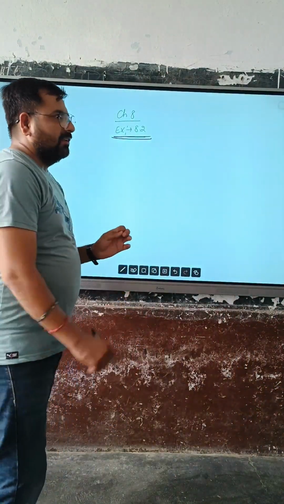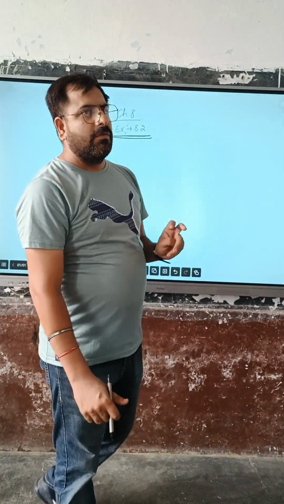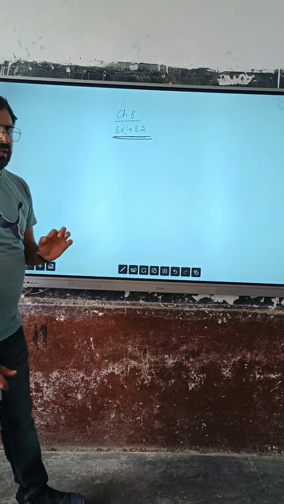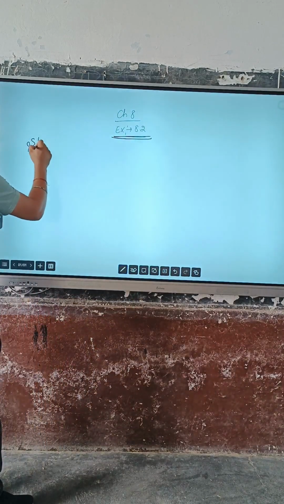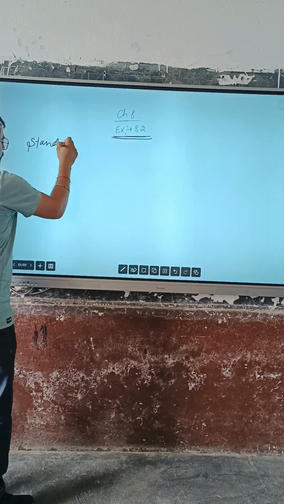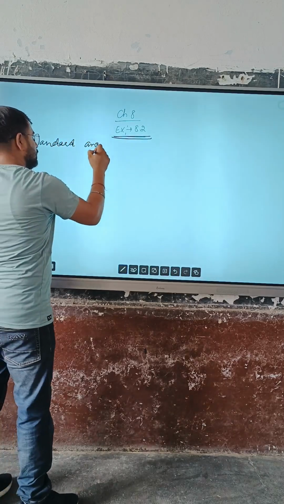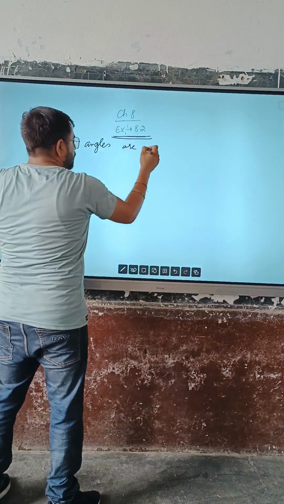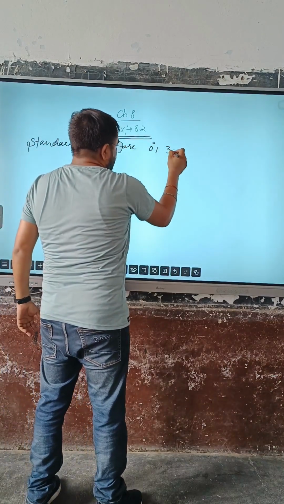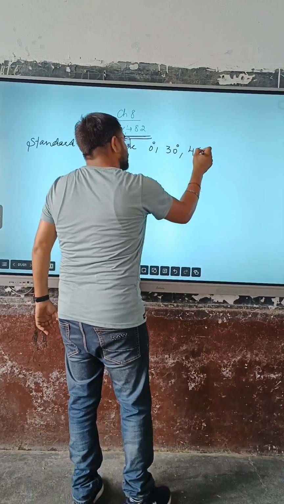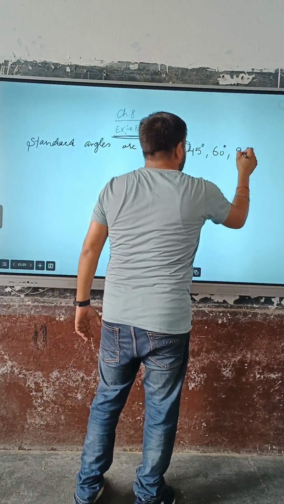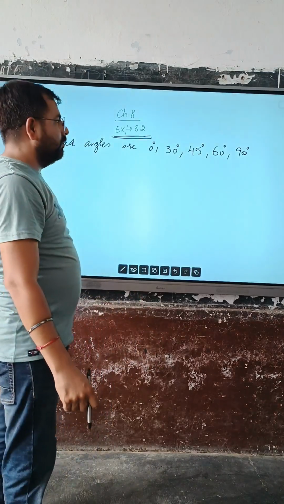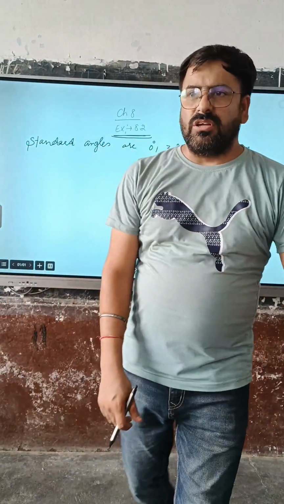So different angles, the angles are the standard angles, that is 0 degree, 30 degree, 45 degree, 60 degree and 90 degree. These are the standard angles where the trigonometric terms are discussed today.